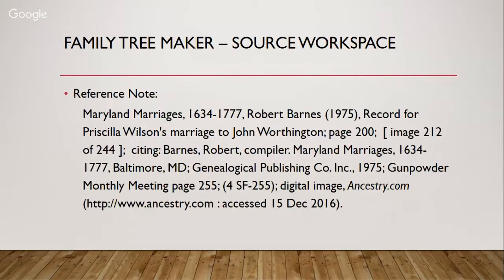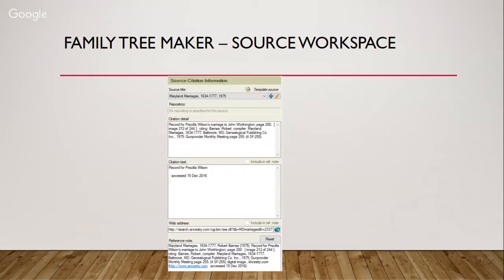So the full reference note now looks like this. And this is where I copied that access 15 December 2016. I put it before the close parenthesis after Ancestry.com. So that is the full reference note for this piece of information that I got from Ancestry.com. I'm going to show you the screen. You won't be able to read it, but you'll see that's what the screen looks like. The full reference note is that box at the bottom.